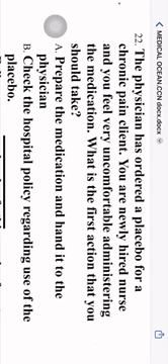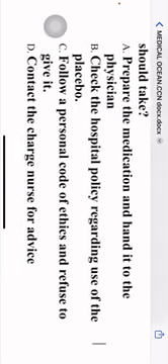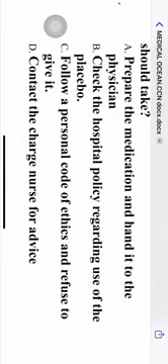22. The physician has ordered a placebo for a chronic pain client. You are a newly hired nurse and you feel very uncomfortable administering the medication. What is the first action that you should take? A. Prepare the medication and hand it to the physician. B. Check the hospital policy regarding the use of the placebo. C. Follow a personal code of ethics and refuse to give it. D. Contact the charge nurse for advice. Question number 22: contact the charge nurse for advice, because you are working under the supervision of the charge nurse.